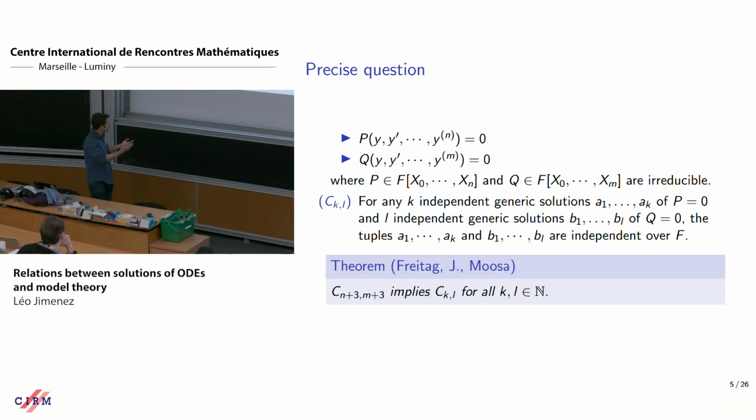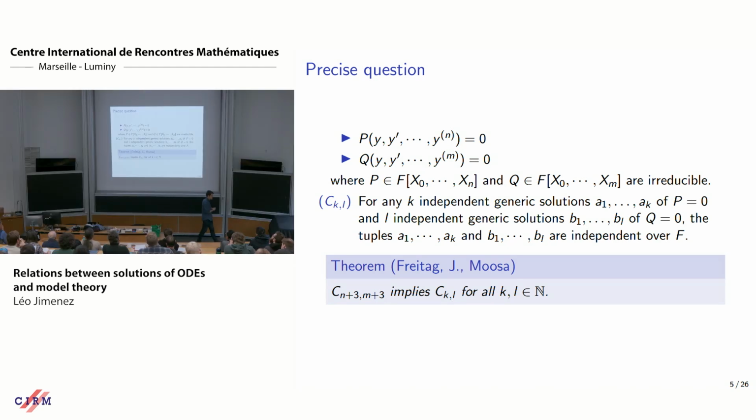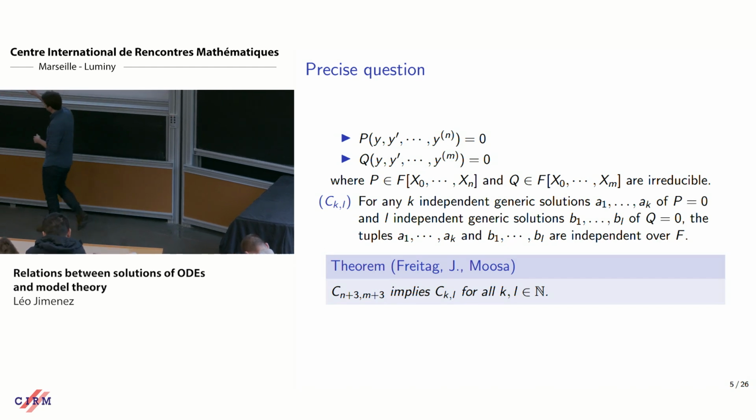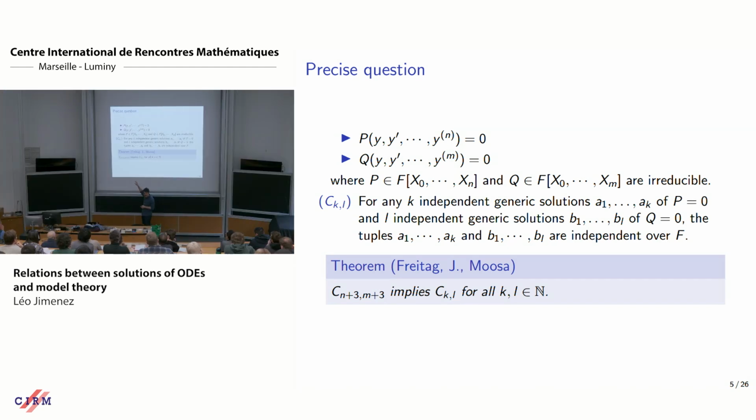And here's the theorem now stated in that form. The theorem is that C_(n+3) and C_(m+3) implies C_KL for all k, l. So if I give you these two equations and ask you to tell me if there's a relation between these generic tuples of solutions, once you found that there's no relation between n plus 3 and m plus 3 of them, you're done. You don't have to go further. So that's the theorem.